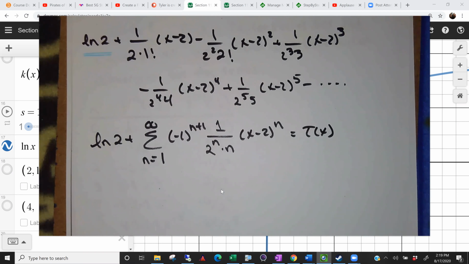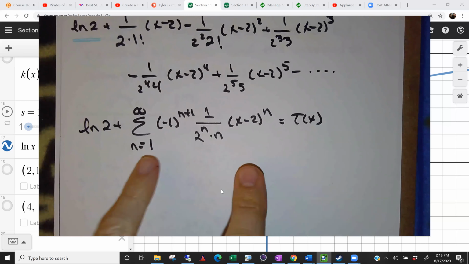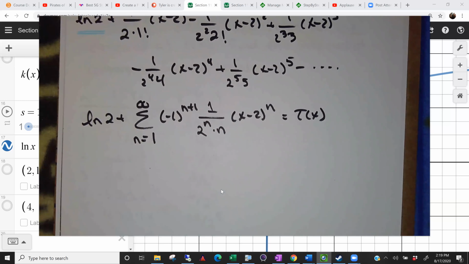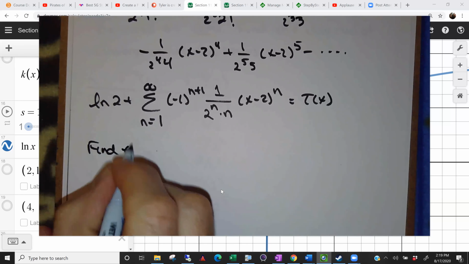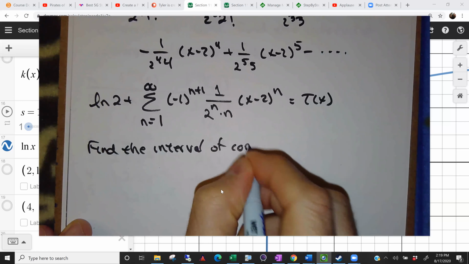How are we looking on that one? Hey, there's good news. We're almost halfway done. Don't forget, we got to figure out the radius of convergence, and that'll lead us to the interval of convergence. So still got a little bit of work left to do. Now, as far as the convergence is concerned, we're concerned with the convergence of the series. I don't have to worry about ln of 2. That's just a constant out in front. That's fine. So find the interval of convergence.